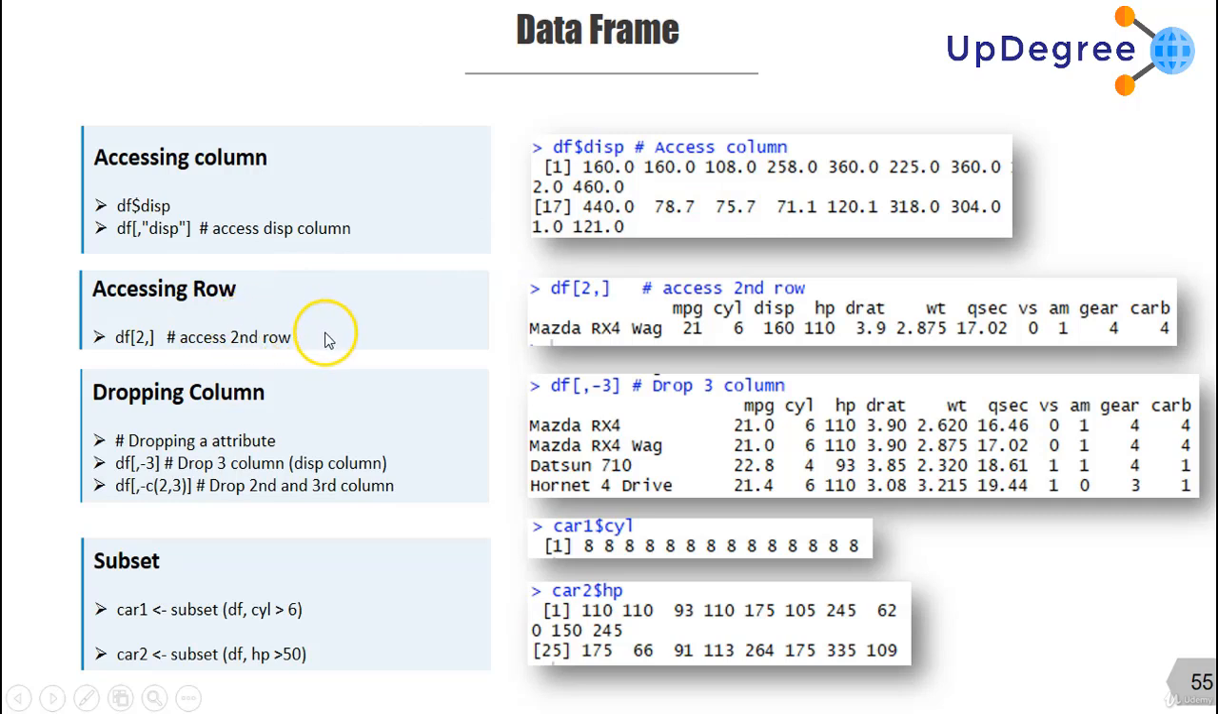And then similarly, accessing a row is also easy. As I said, use the third bracket, and between the brackets, row comma column. So if you want to see the second row, you simply pass 2 comma blank. Blank means all the columns, and you can see the second row of mtcars data. And here you can see the displacement column of mtcars data.